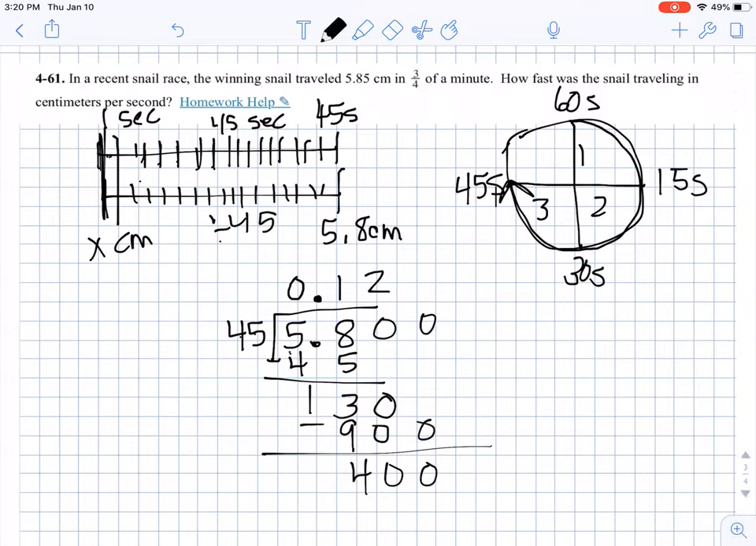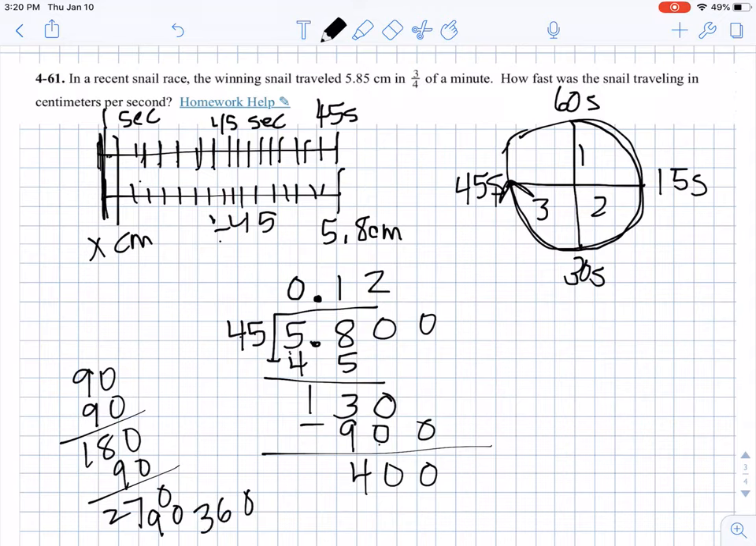And then 45 goes into 400. I don't know how many times. Let's try 90, 180. So 90, that's 180. Plus 90 is 270. Plus 90 is 360. That's it. So 2, 4, 6, 8. 8 times. 0, 4, 32, 36.